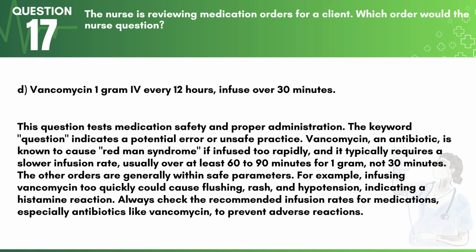Answer: D. Vancomycin 1 gram every 12 hours, infuse over 30 minutes. This question tests medication safety and proper administration. The keyword, question, indicates a potential error or unsafe practice. Vancomycin, an antibiotic, is known to cause red man syndrome if infused too rapidly, and it typically requires a slower infusion rate, usually over at least 60 to 90 minutes for 1 gram, not 30 minutes.